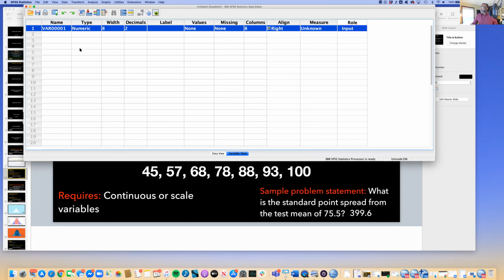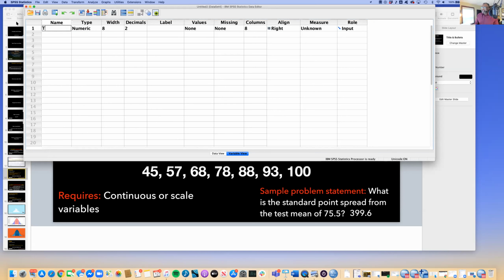Let's go to variable view and let's go to name, and let's just change this to test underscore scores, okay? Now you have to have underscore because SPSS does not like spaces in your variable name. Let's go to label. Now label says tests can have spaces and so forth. Test scores parentheses 1. Okay.